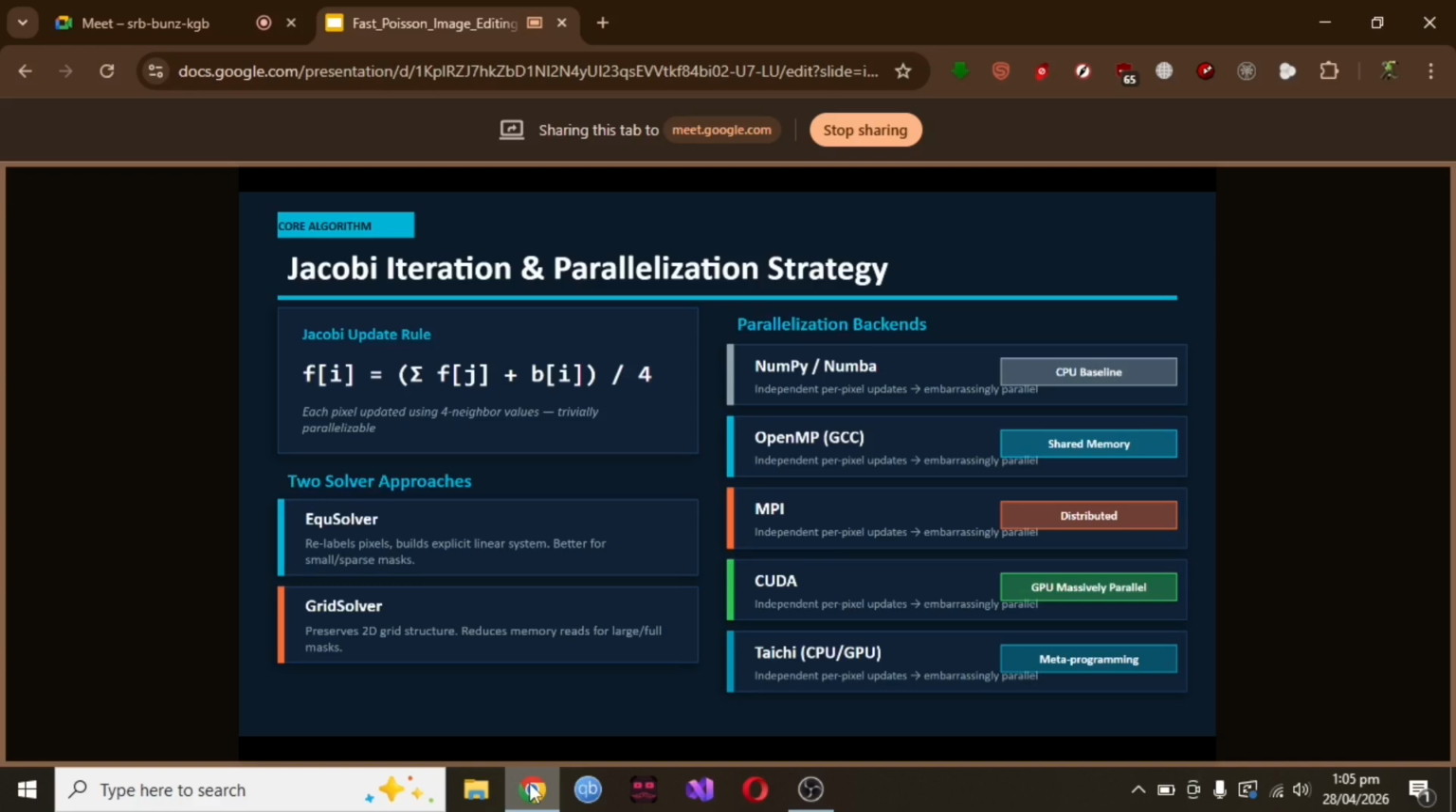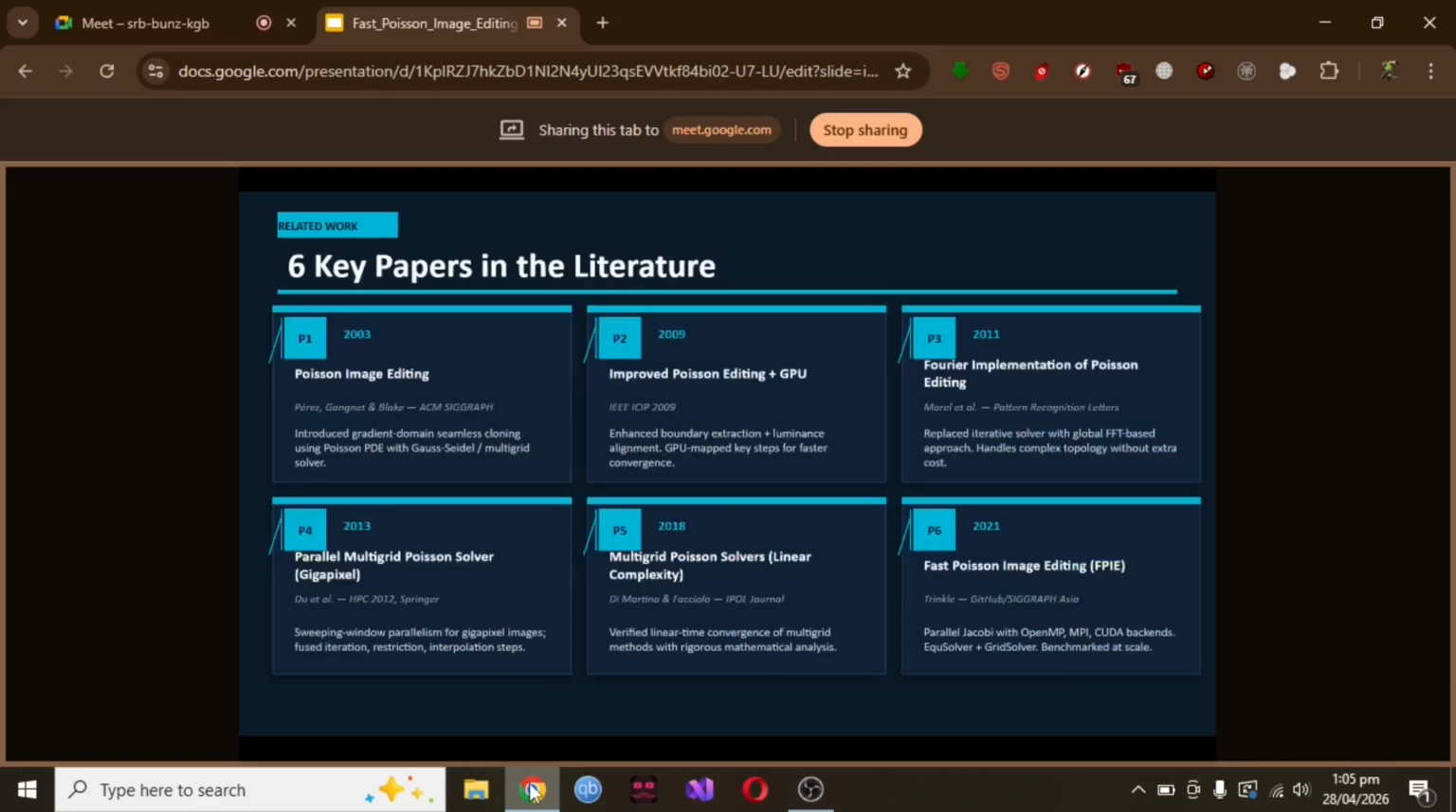Before this paper, people had tried different approaches. The original 2003 paper introduced the idea, but the solver was completely sequential, one pixel at a time. Later papers tried using GPUs and smarter solvers, but each one had a catch. Either the parallel part was limited, or it only worked on the full image, or there was no GPU at all. Our base paper from 2021 is the first one that fully parallelizes the core solvers across CPU, multiple machines, and GPU, and actually measures the speed up. That's what we're building on.